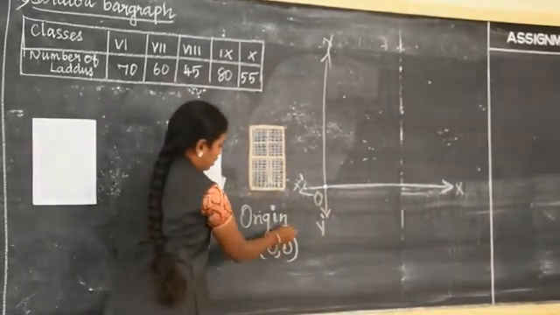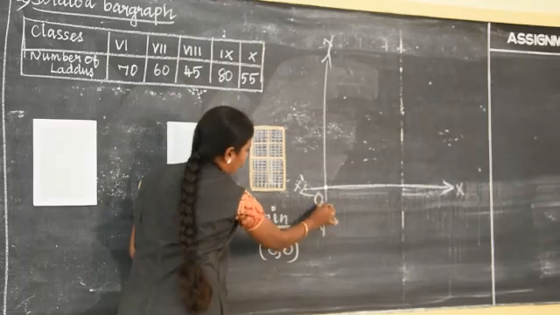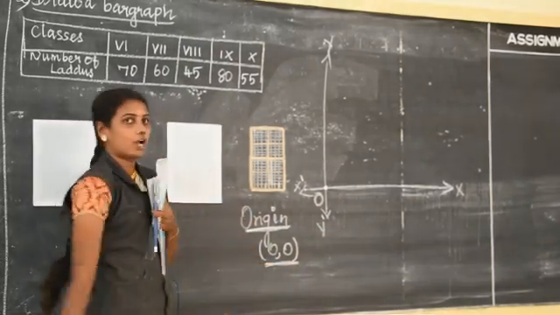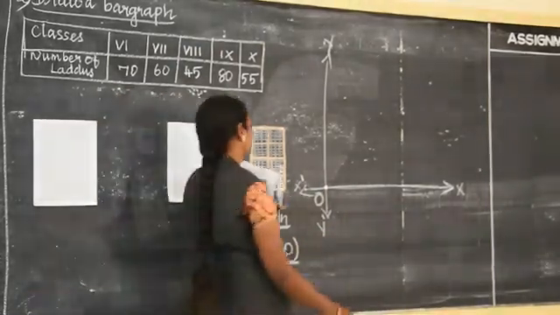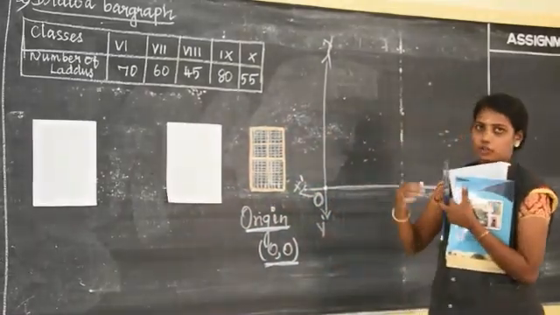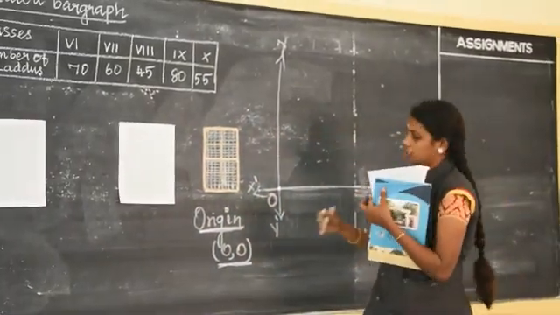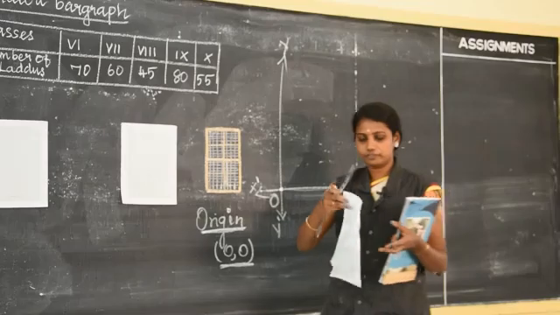So that's why it's called origin, letter O. Here 0, 0 is the point. Okay. Now we are going for drawing a bar graph. Okay, this is important. Take your graph.